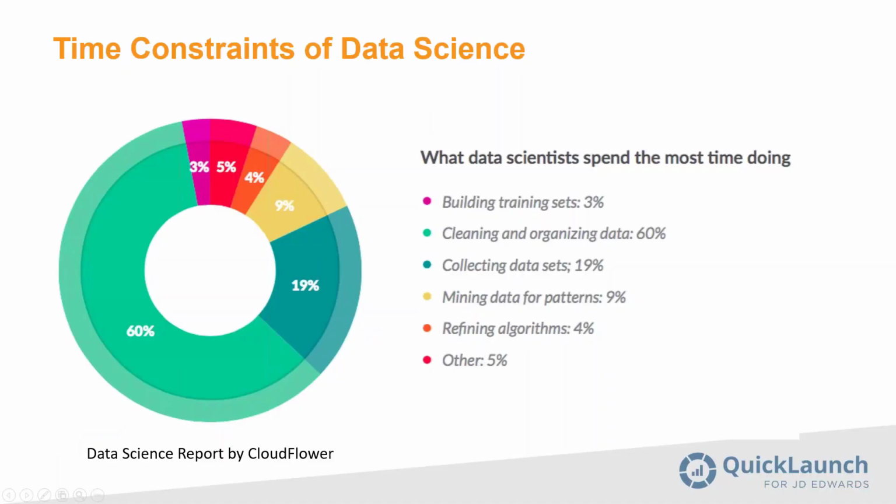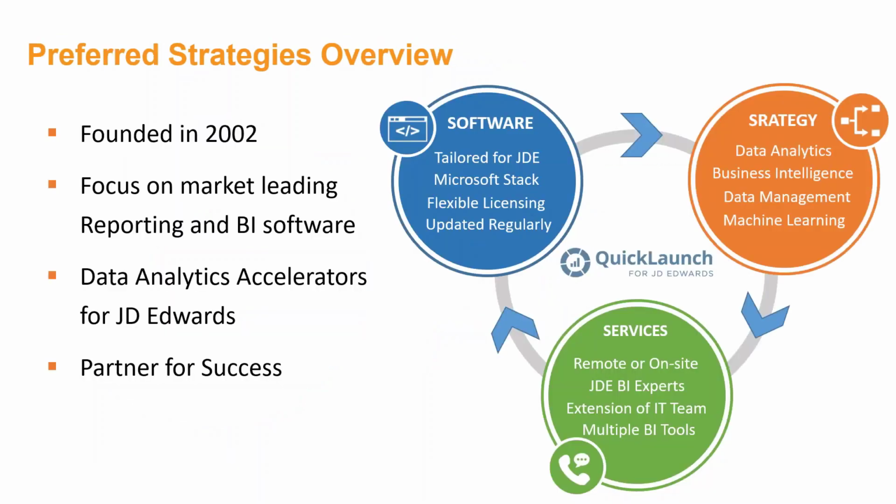So we think of data scientists spending most of their day building algorithms, exploring data, and doing predictive analysis, but this is really not true. According to many reports out there, there's an 80-20 rule around data scientists' time. They're spending about 80% of their time just collecting data and then cleaning and organizing data so that it's in a state ready for analysis. And this is really where Preferred Strategies in QuickLaunch for JD Edwards can add some value to your analytics initiative.